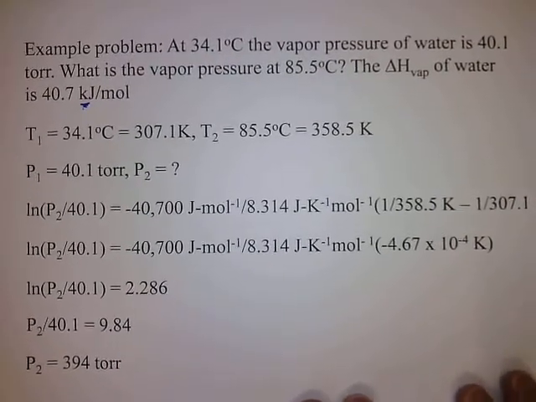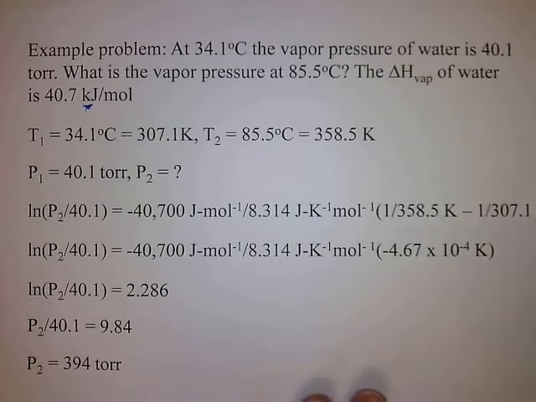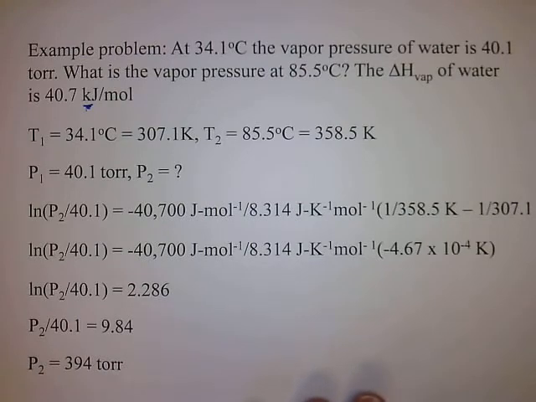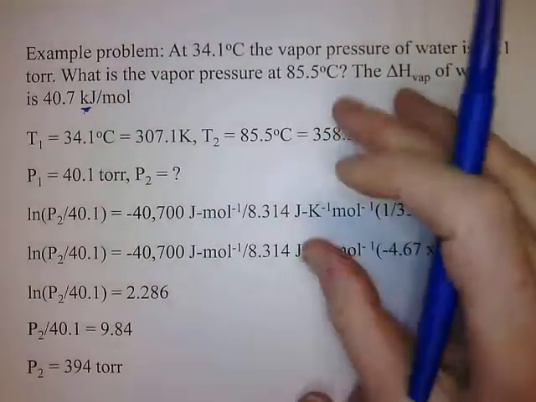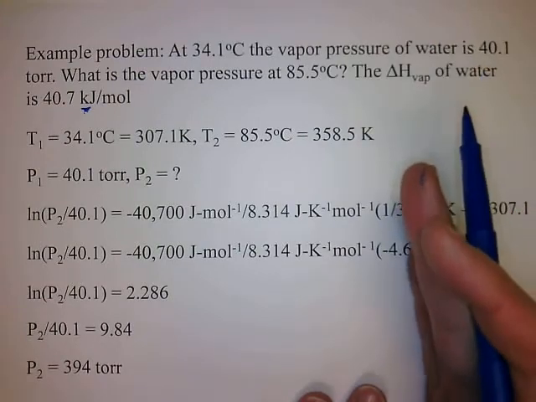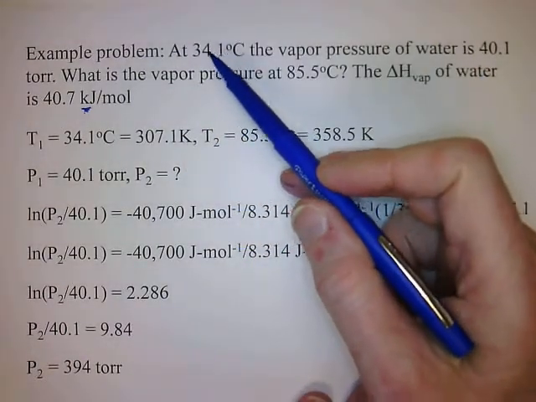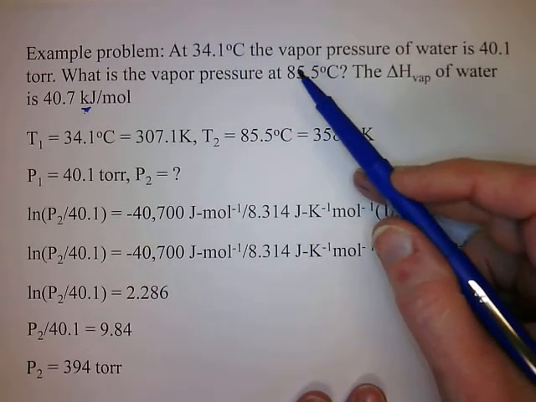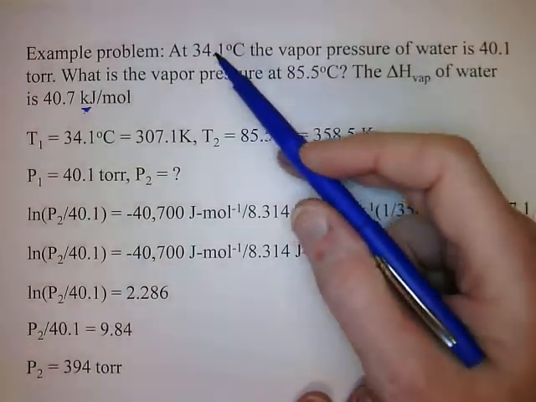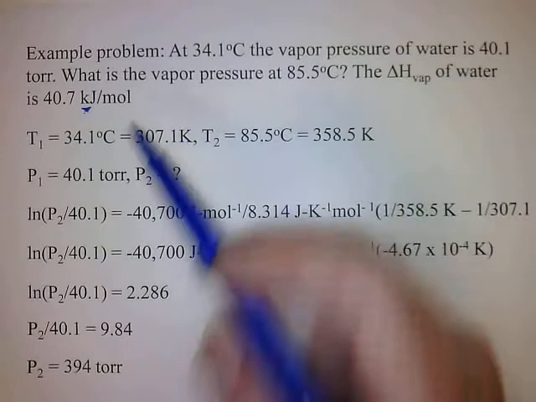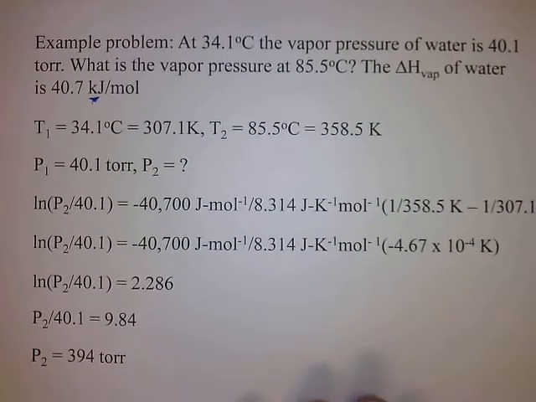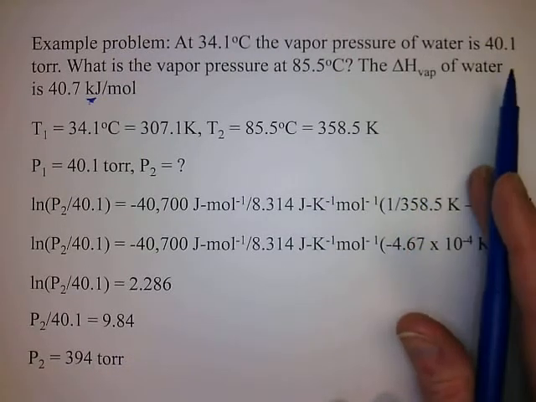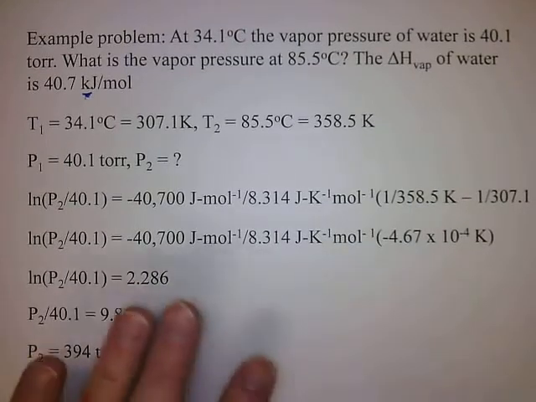Okay. Now first, ask yourself the question, does this make sense? Always try to check and see if your answer makes sense. How would you know this answer makes sense? Vapor pressure increases with increasing temperature, right? So at 34.1 Celsius, our vapor pressure is 40.1 torr. We're going all the way up to 85.5 Celsius. There's a pretty significant increase in temperature, right? So the vapor pressure should go up. Our answer should be greater than 40.1 torr, which it is. Okay, so we're going up from 40.1 torr to 394 torr.